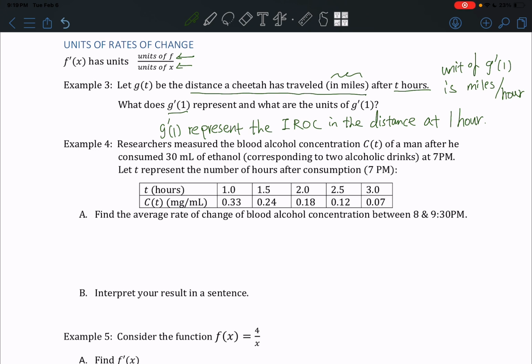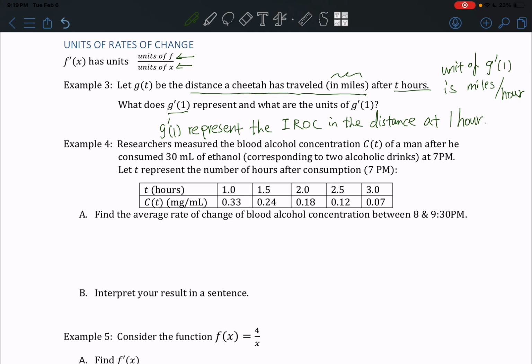Let's take a look at another example. Researchers measure blood alcohol concentration, C of t, of a man after he consumed 30 milliliters of ethanol, corresponding to 2 alcoholic drinks, an average drink during lunch. This is happening at 7 p.m. Let t represent the number of hours after consumption, which is again at 7 p.m. So you get this chart with your blood alcohol content. Part A: find the average rate of change of concentration between 8 and 9:30.